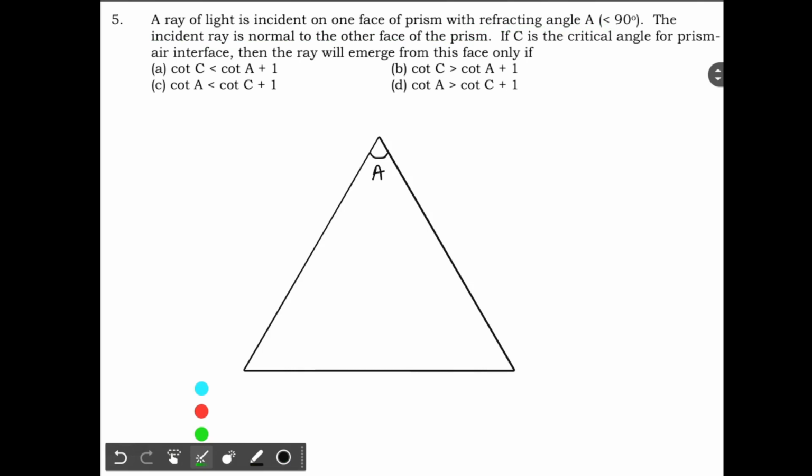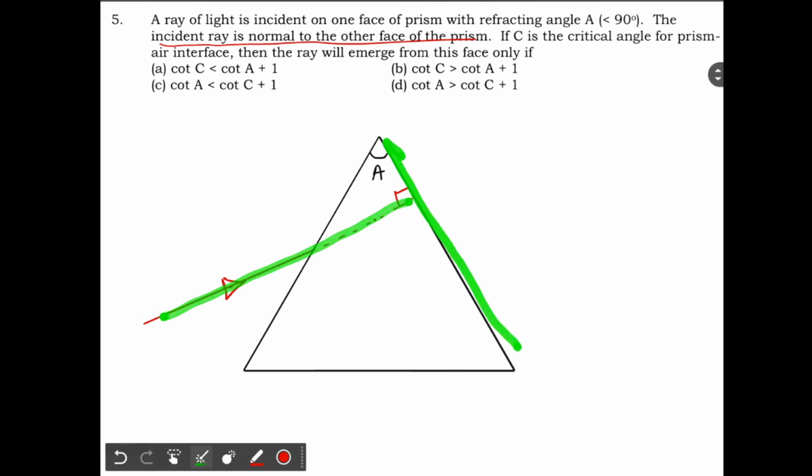So here you can see the prism with refracting angle A, and the ray of light is incident normal to the other face of the prism, right? So if I take a normal from here, this is 90 degrees. So the light ray is incident over here like this. This is your incident ray. And as you can see, this incident ray is normal to the other face.